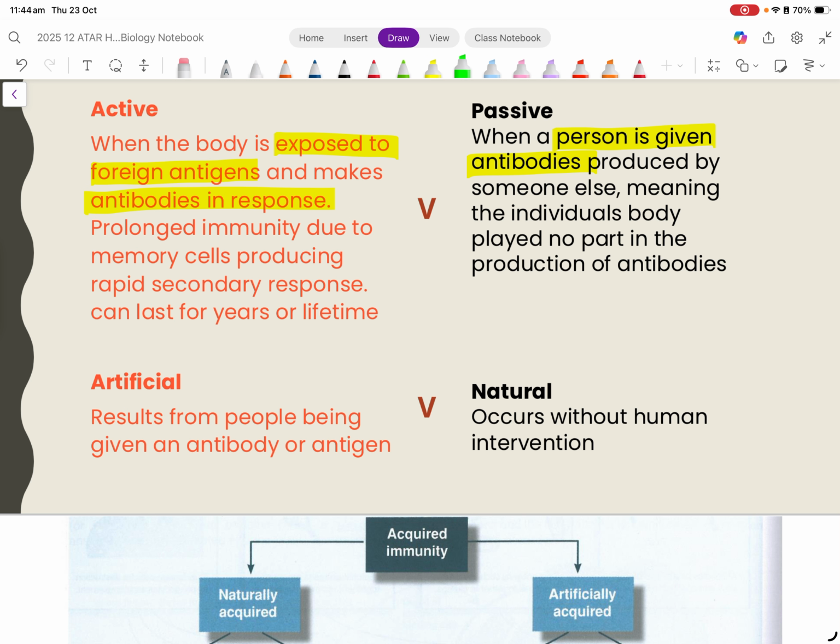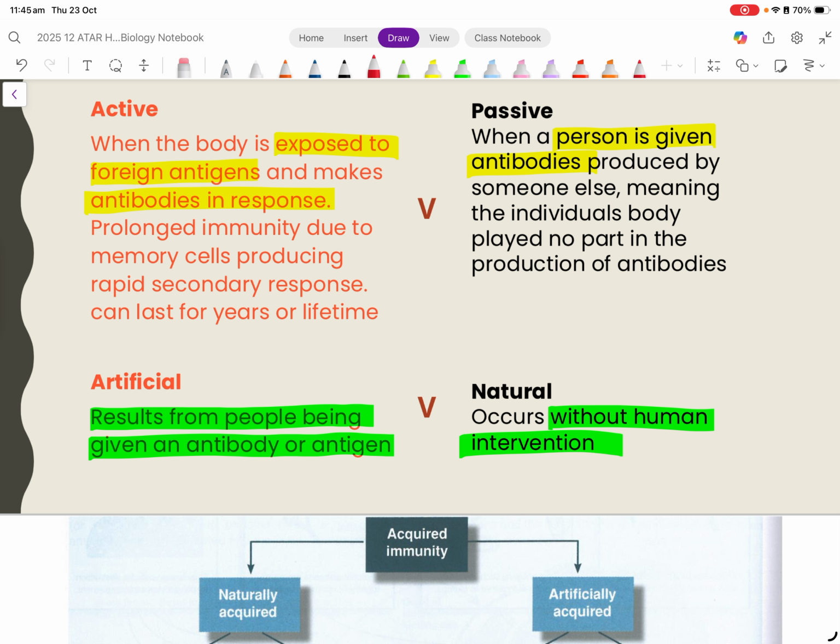Artificial immunity is where we provide people, okay, with an antibody or an antigen, okay? And this is compared to natural, where this occurs without human intervention. So if we're linking any ideas together, it's very easy to link artificial and passive together, and it's also quite easy to link active and natural together as well.